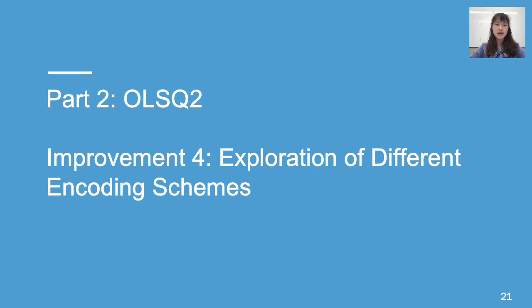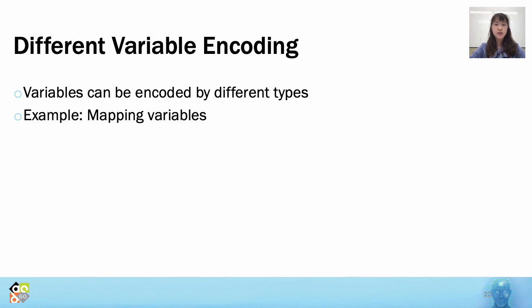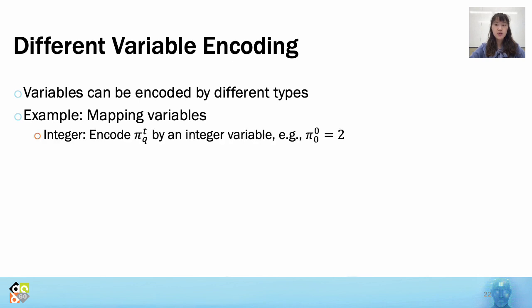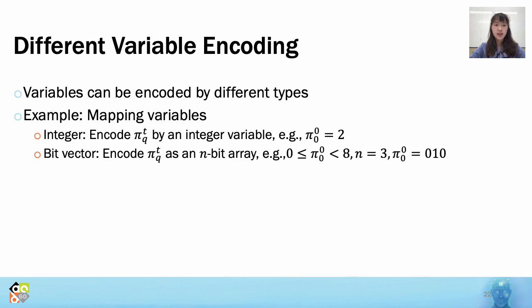Our last technique is exploration of different encoding schemes. In Z3, variables can be encoded by different types. Take mapping variables for example. One naive encoding is using integers to represent them. Since in our formulation the variable range is finite, we can also use a fixed-size bit vector to encode. For example, assume the range of the mapping variable is less than 8. We can use a 3-bit bit vector to encode it. For example, when the mapping variable is 2, we can use the bit string 010 to represent it.